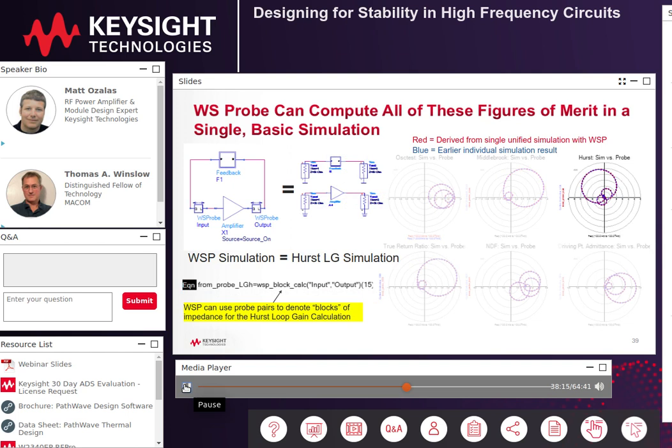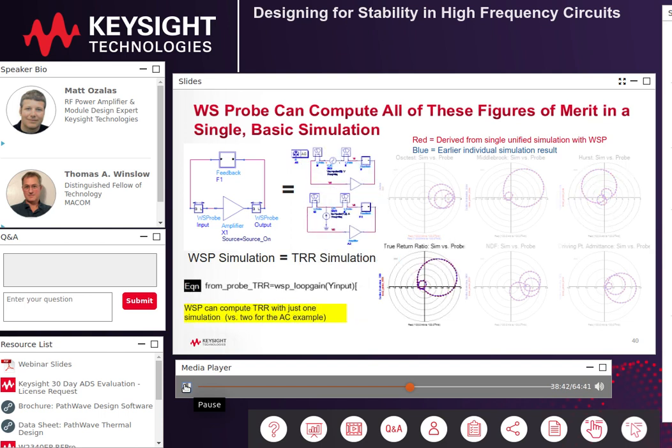We can also compute the Hurst loop gain using this set of probes as a pair. Remember, for the Hurst case, we actually separated out the blocks and computed the individual Y parameters, and then we combined them in a formula. Well, now the probes can be used to virtually separate these 2 blocks of impedance, and the function blockcalc computes the loop gain. Another simulation and test bench has now been replaced by the WS probes.